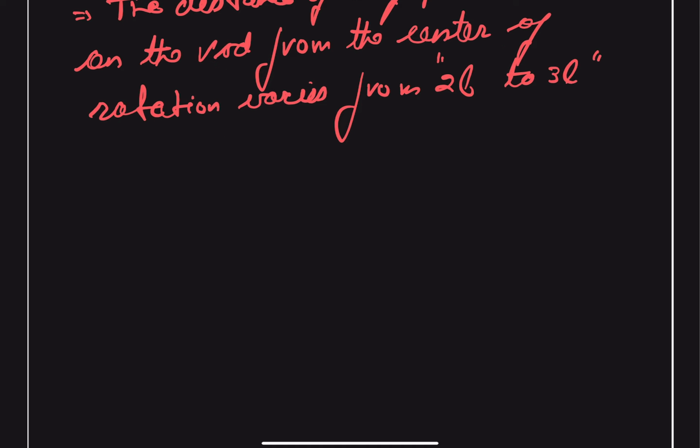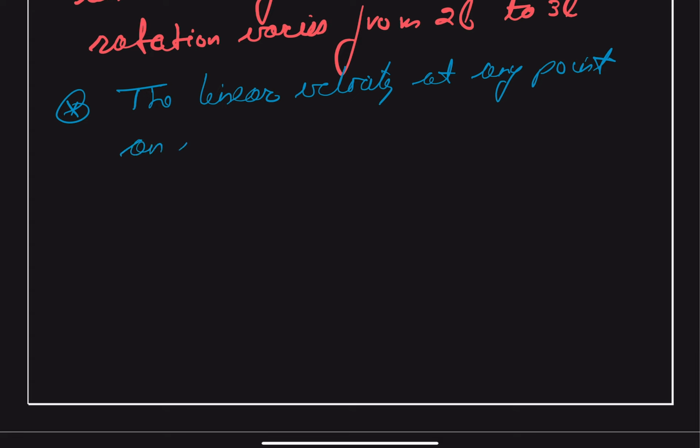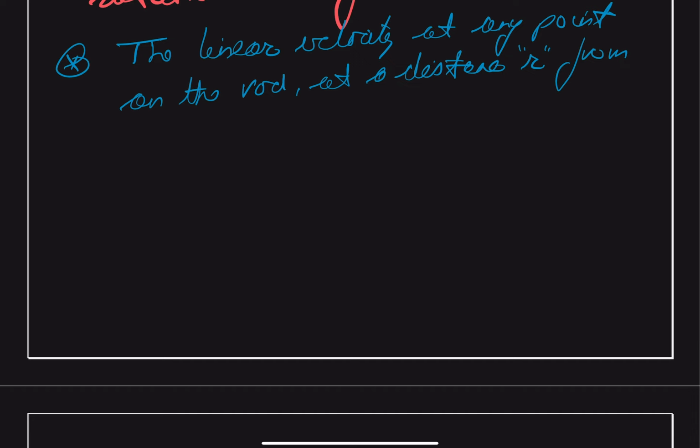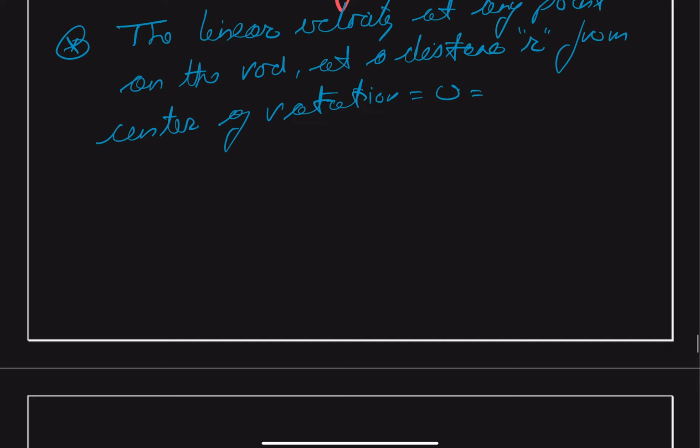And we know it is rotating with angular velocity omega. So we can say that for any point on the rod which is at a distance r from the center of rotation, the linear velocity v will be equal to r multiplied by omega.